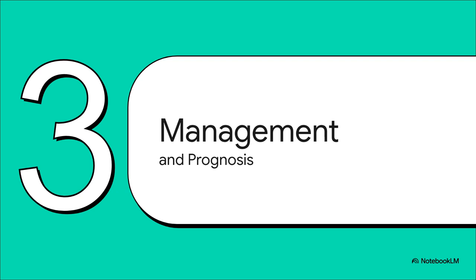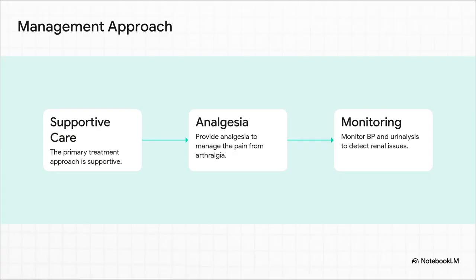Okay, you've nailed the diagnosis. Now what? What's our game plan? Let's talk about the management strategy and what you can tell patients and their families about the prognosis. Look, for the most part, management here is all about being supportive. The condition is generally self-limiting, so the real focus is on symptomatic relief. Giving some analgesia for the joint pain, and then just being super vigilant about monitoring for any potential kidney complications.